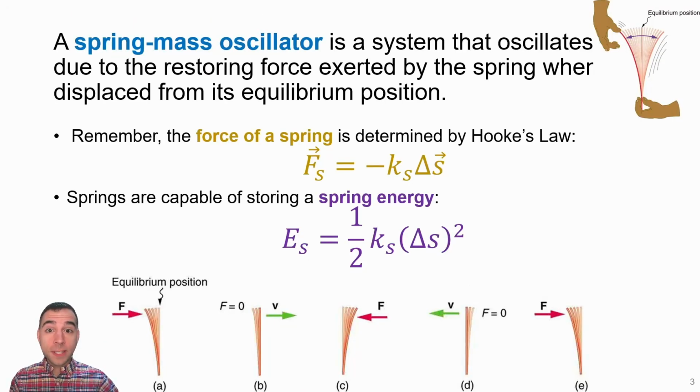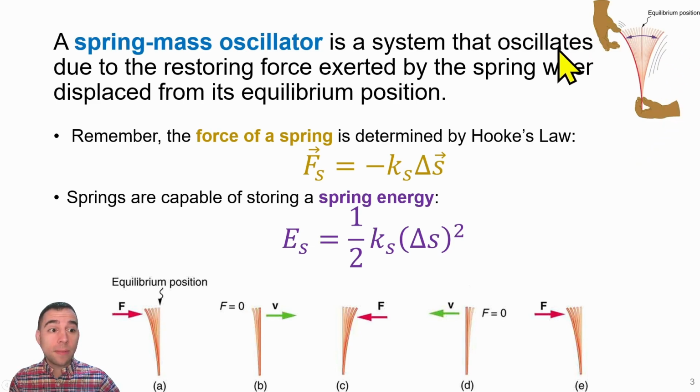The simplest kind of oscillator system is a spring mass oscillator, which has a spring attached to some massive object that moves back and forth. It's important to remember our spring equations. So we have an equation for the spring force, which obeys Hooke's law, as you see here, where delta S is the stretch distance from the equilibrium position for that spring. Additionally, we have a spring energy, which says that the energy is 1/2 the spring constant times the stretch distance squared. These equations will come back up in this unit.